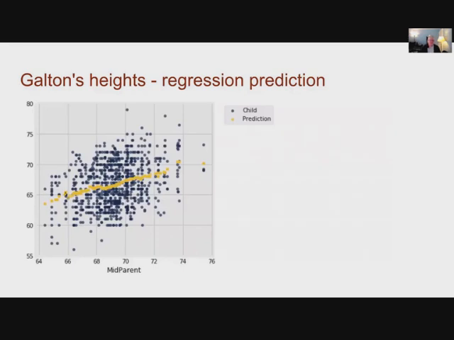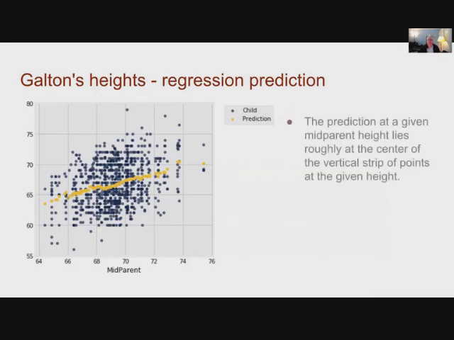And so this is known because we're taking these averages in here. This is known as a regression prediction. What we're doing for our prediction is it basically lies at the center of the vertical strip, right? So if we take any given prediction, let's look at 68 again. It lies roughly in the middle of the vertical strip of points at 68.